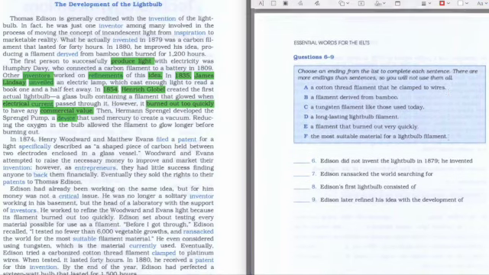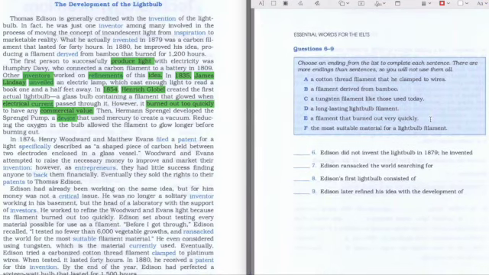We go further. Questions 6 to 9. Choose an ending from the list to complete each sentence. There are more endings than sentences, so you will not use them all. A, a cotton thread filament that he clamped to wires. We're going to highlight our keywords here, which is cotton thread. B, filament derived from bamboo. It's going to be bamboo.